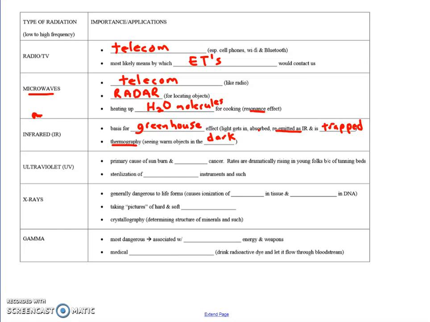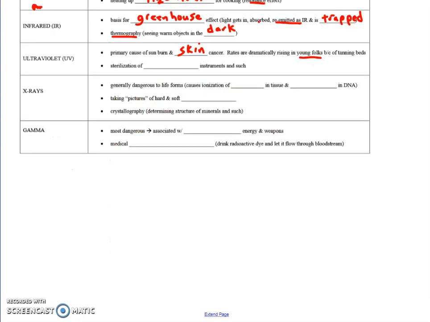Ultraviolet is the primary cause of sunburn and skin cancer. This used to be an old person's disease, but we were seeing dramatic rises in young folks, that's you guys, or 20-somethings, because of the prevalence of tanning beds. We're starting to see more regulation of that industry, but it's still a big deal in many parts of the country. Ultraviolet also has a nice use in sterilization of medical instruments. It's a good way of killing germs, because most life cannot withstand ultraviolet radiation.